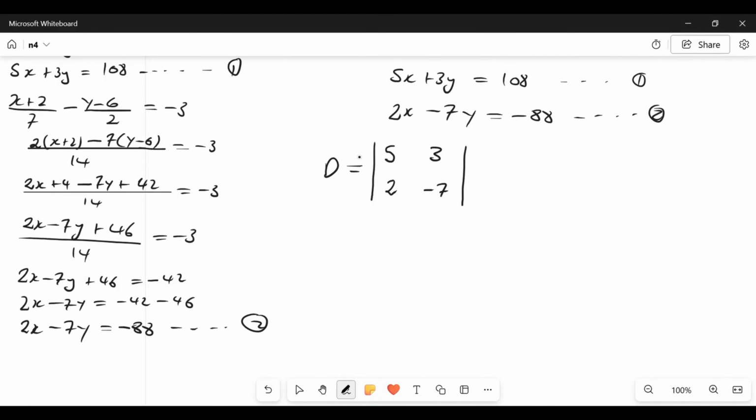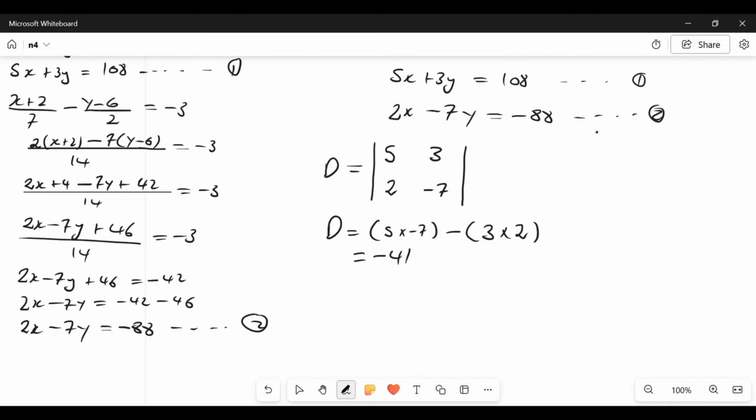So in order for us to calculate the determinant of this matrix, we have to multiply the first entry and the last entry, and then the product of the third entry and the second entry, we subtract from the first product. So let's do it. D is equal to 5 multiplied by negative 7 minus, in the next bracket, we're going to multiply 3 with 2, which is the second entry with the third entry. There we go. So if you use a calculator, this is what you're going to get. Negative 41. So this here is our determinant. We're going to use this determinant to find our x and y.